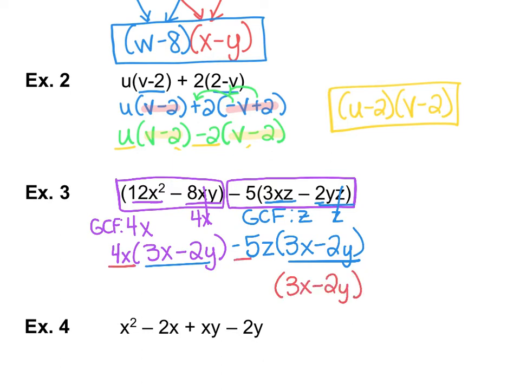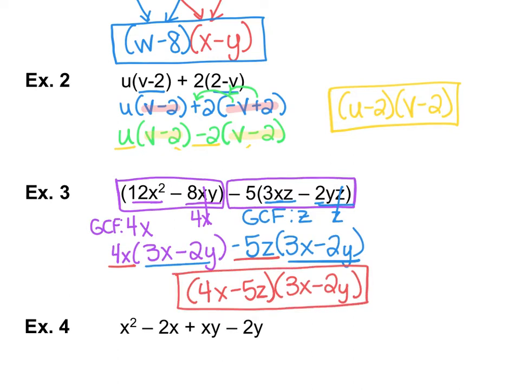And everything on the outside, the GCFs on the outside, are going to come together to form the second factor. So my two factors for this would be 4x minus 5z and 3x minus 2y.